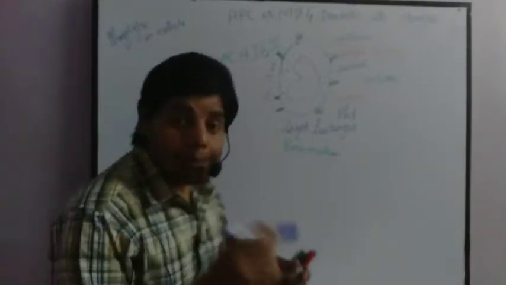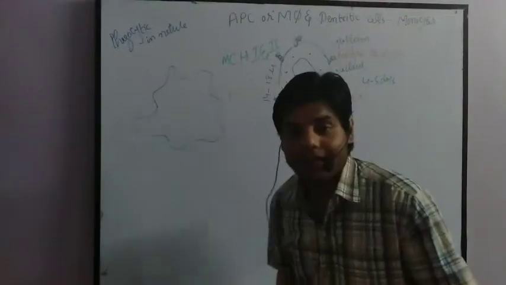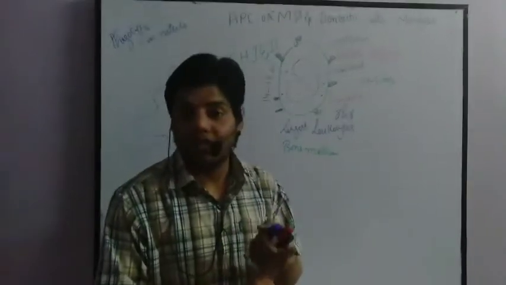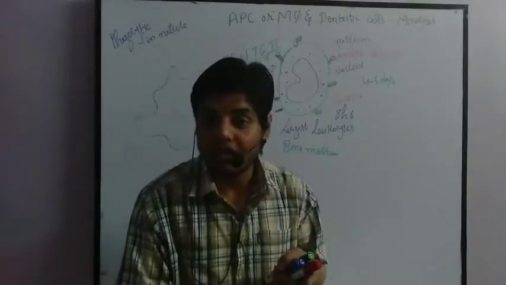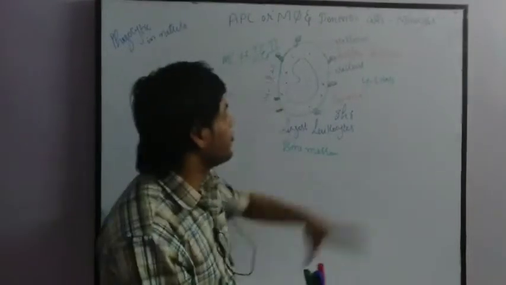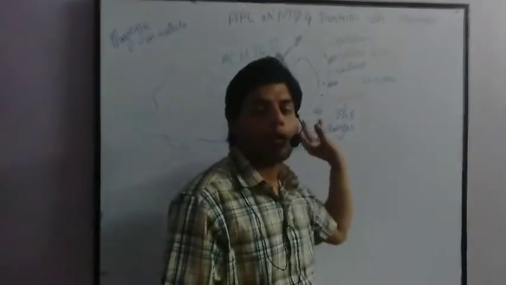Now, this monocyte will be converted into macrophages or dendritic cells when there is infection or inflammation. Then macrophages will be formed from this monocyte. Monocyte is converted to macrophages.